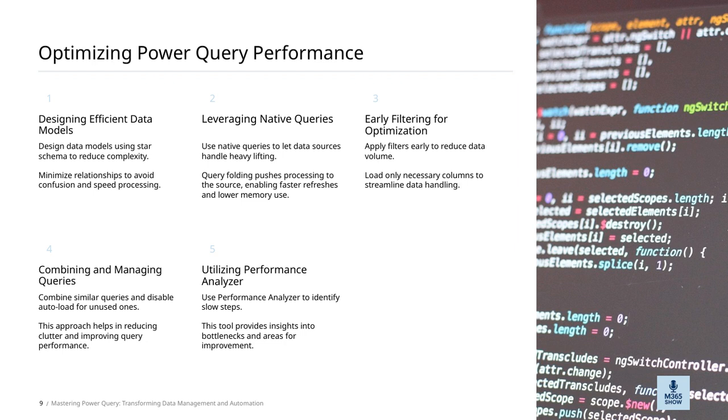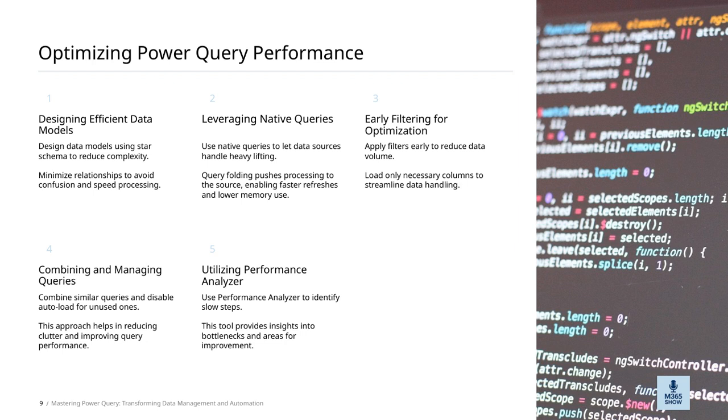Leveraging native queries is another powerful tip. By allowing data sources to handle heavy lifting through query folding, you push processing to the source system itself. This results in faster refresh times and lower memory usage on your local machine.